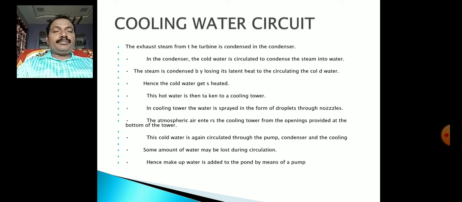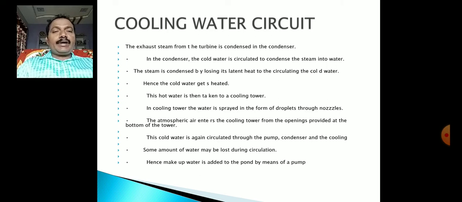So that steam loses the latent heat, and that is possible only with the help of cold water. Hence, the cold water gets heated. Because the cold water gets heated, it cannot be used further. Hence, it must be sent to the cooling tower. So this hot water is then taken to a cooling tower.